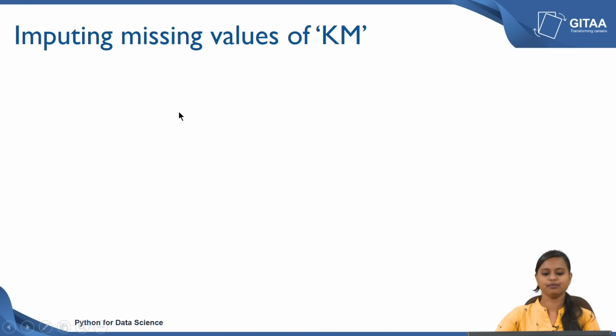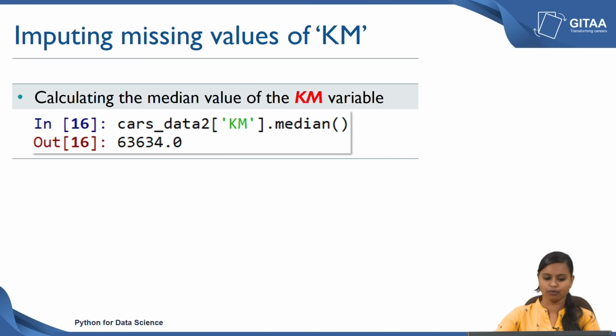Now, we are going to impute the missing values of the variable kilometer. Here, as we saw, the mean value of the kilometer variable is really deviating from the median value. That might be because there can be extreme values under the kilometer variable.